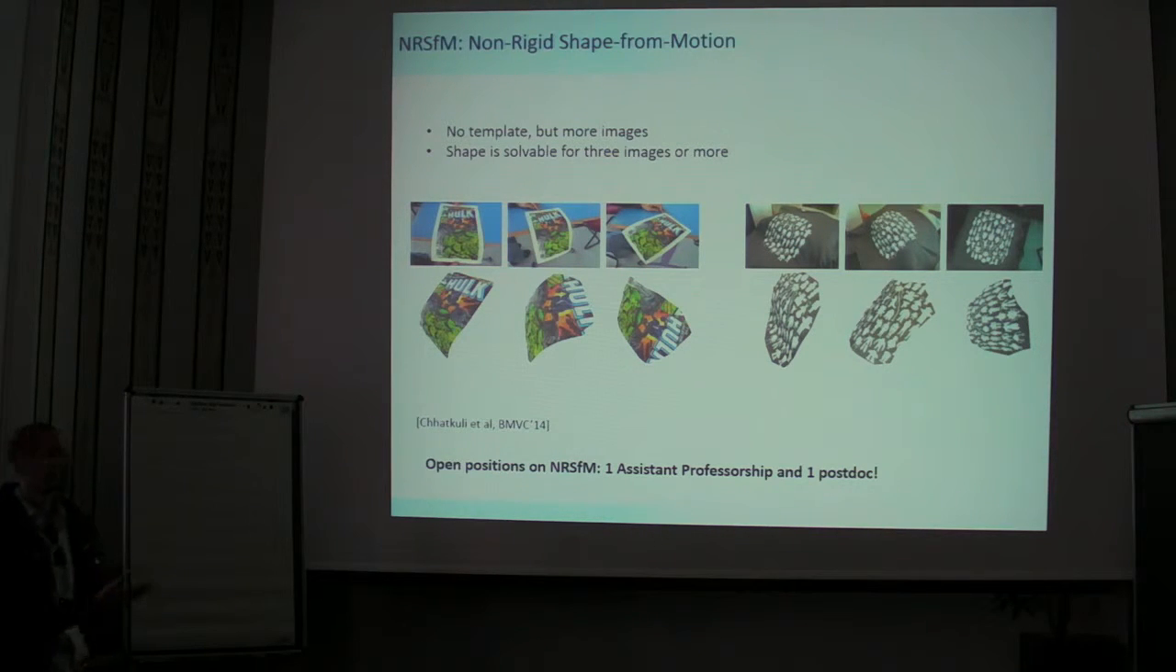Given 3 images or more, using the assumption that the surface deforms isometrically, we are able to obtain shape. And I mean, even quantitatively, it's not bad. It's within a few millimeters for this type of shape, so that's promising.